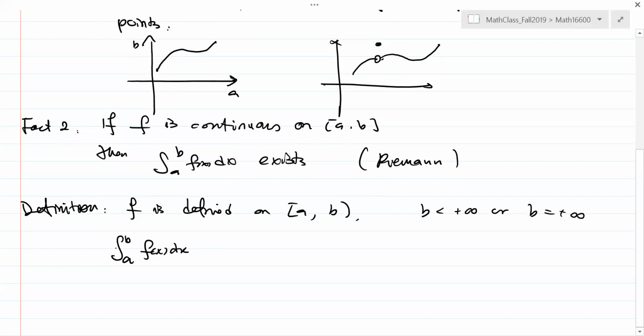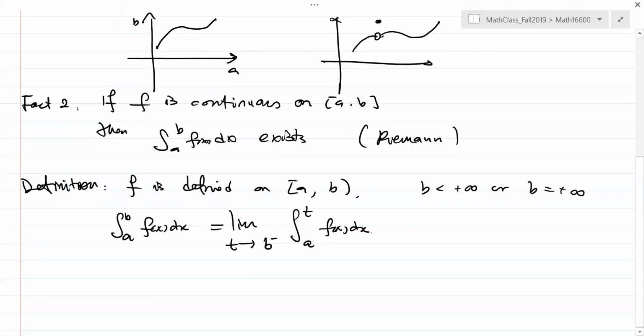the integral of the function over the interval from a to b is going to be defined as, let t approach b from the left hand side, the limit of the integral from a to t of f of x dx. Okay, that's it. So if b is infinite, the sign is positive infinity here, okay? So this is the idea.